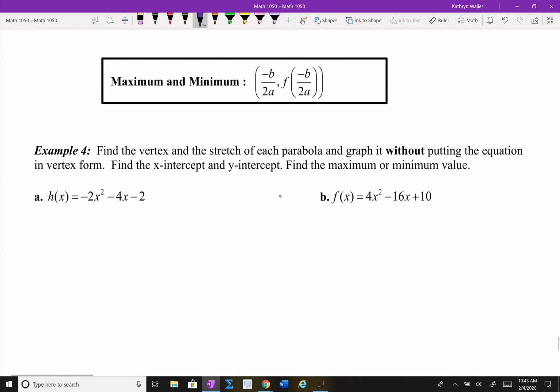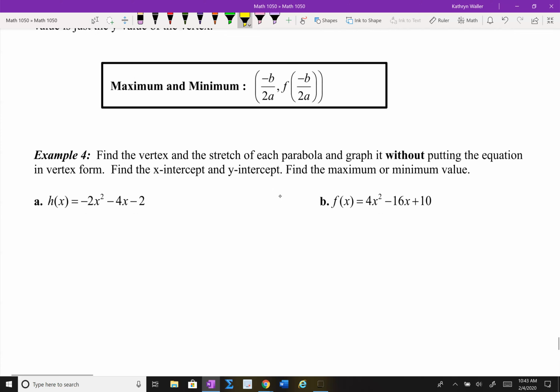But look at the ones down below right here, guys. So it says without putting it in vertex form. So without putting it in vertex form, okay, write a note to yourself that says -b/2a. So it's a completely different form. It's a completely different process that does the same thing. But you have to read carefully so you know which route you're supposed to go, okay?